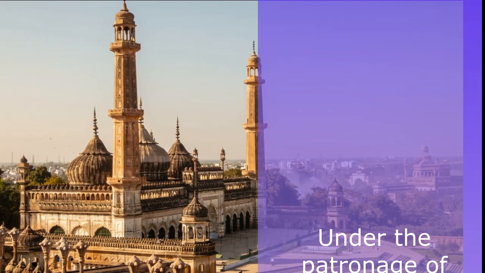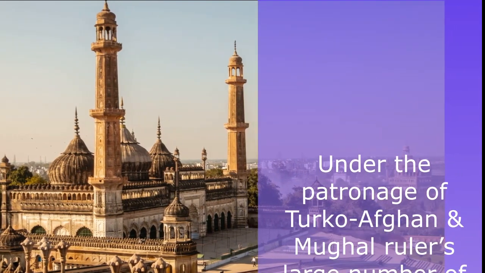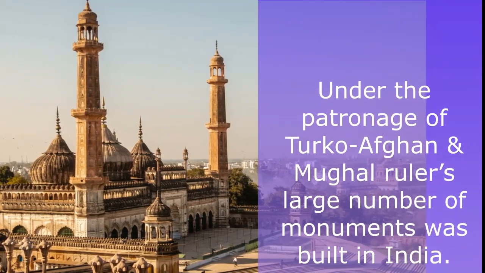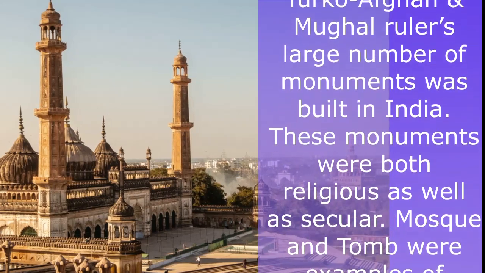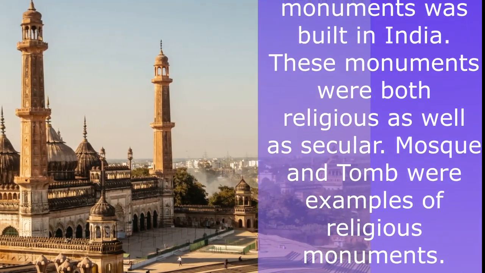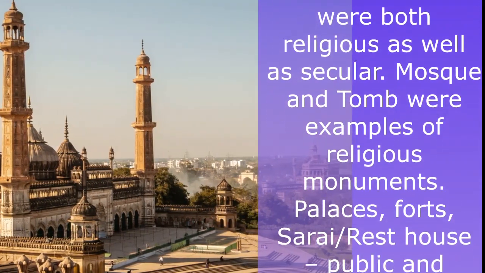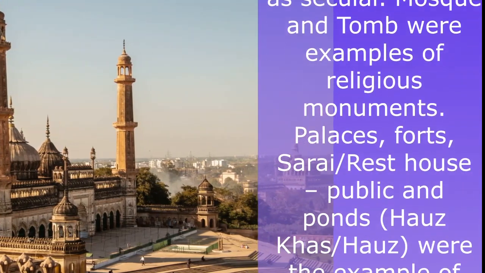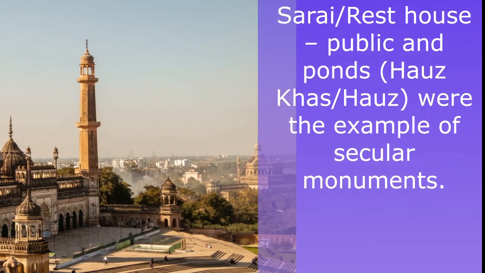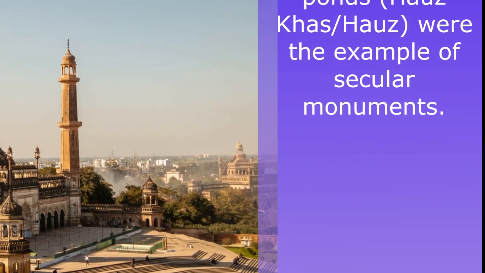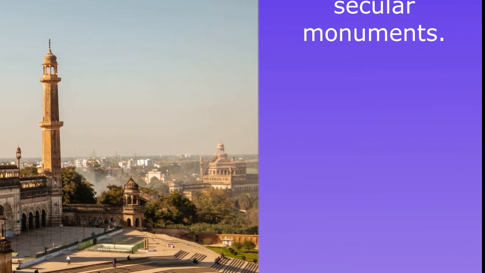Under the patronage of Turco-Afghan and Mughal rulers, a large number of monuments were built in India. These monuments were both religious as well as secular. Mosques and tombs were examples of religious monuments. Palaces, forts, sarais, rest houses, public baths and ponds were examples of secular monuments.